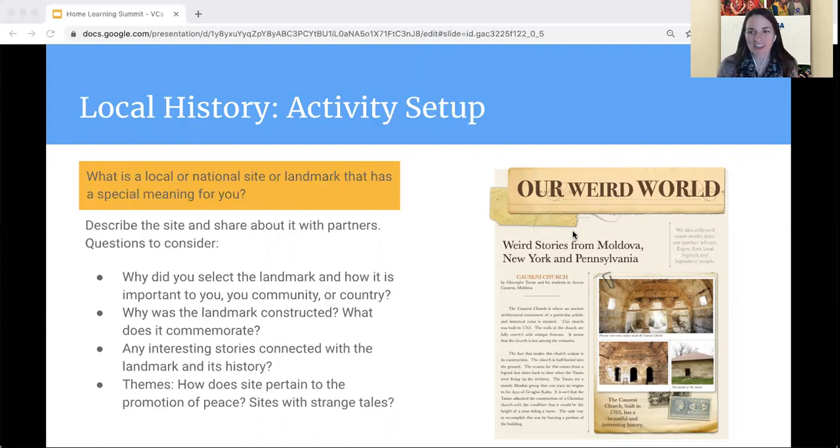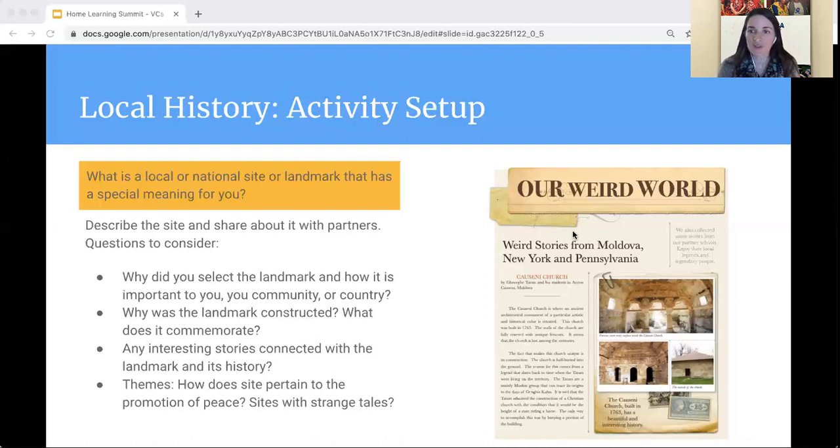Why was that landmark constructed, and what does it serve? What's its purpose, or does it commemorate something? Is there any interesting story or folklore connected with that landmark, and that shares about local history?